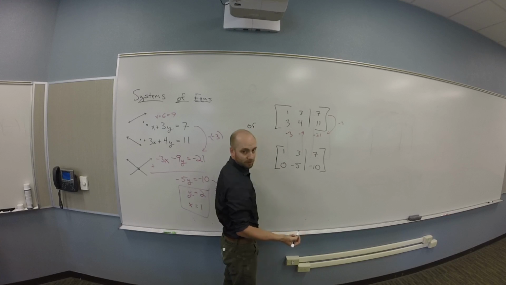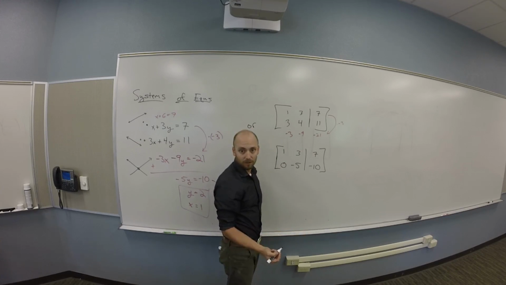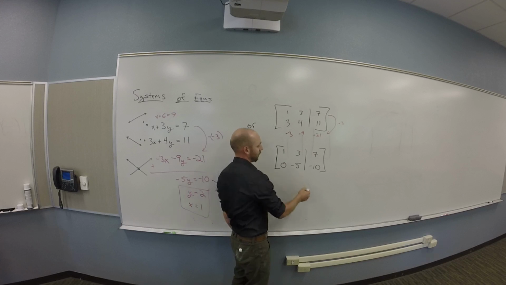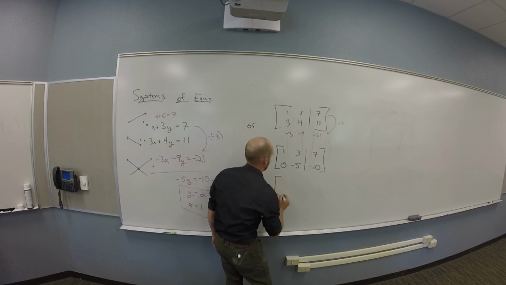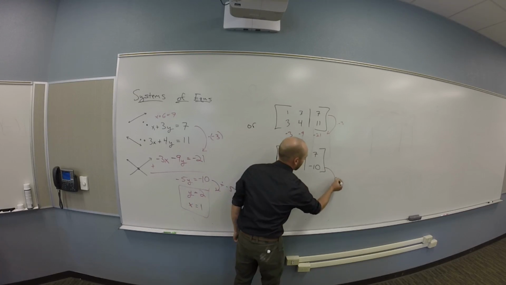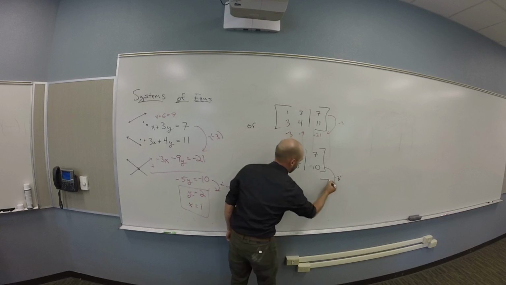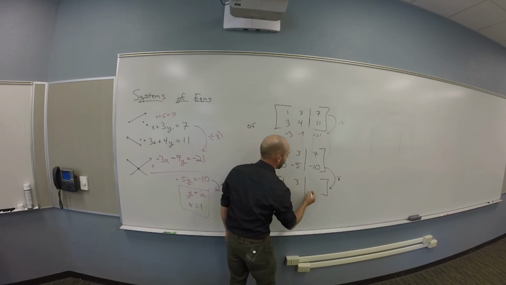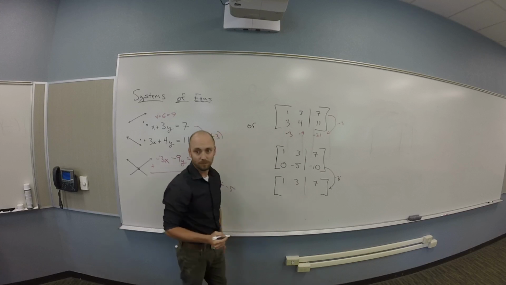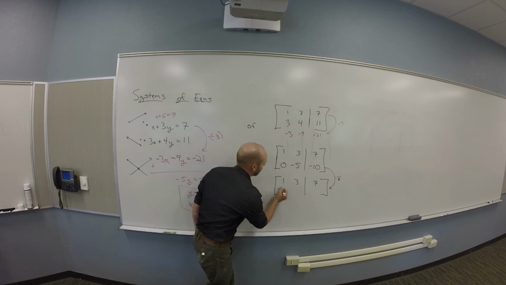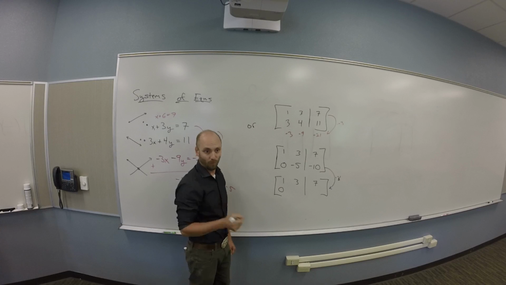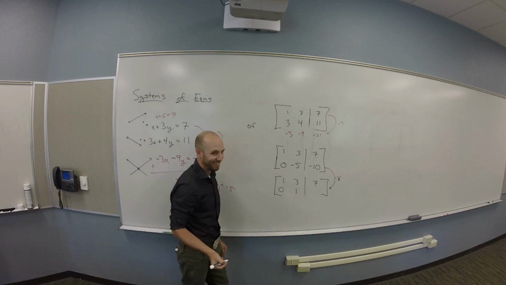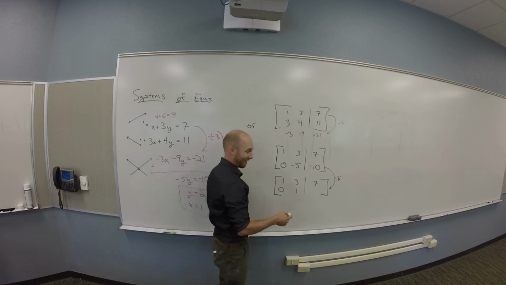You guys see that? Okay, then I'm going to multiply the second row by negative a fifth. I'm going to leave the first row alone. So I've got 1, 3, 7 up there. And if I multiply by negative a fifth, I'm going to get 0 and 2.